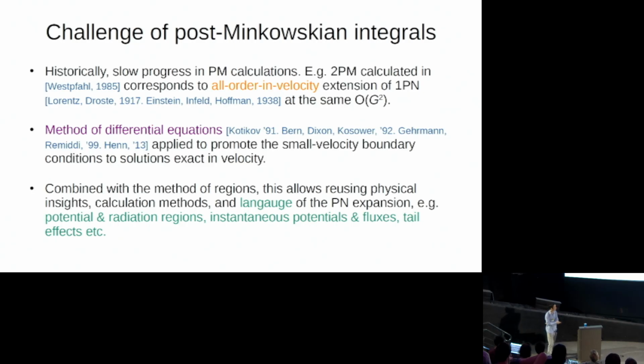In fact, people have been liberally reusing the language of the post-Newtonian expansion. For example, we talk about results in the potential or radiation regions. We even talk about instantaneous potentials and fluxes, tail effects. None of these things, strictly speaking, make sense if you keep exact velocity dependence in mind. But they have been a very convenient language to relate to certain physical insights.